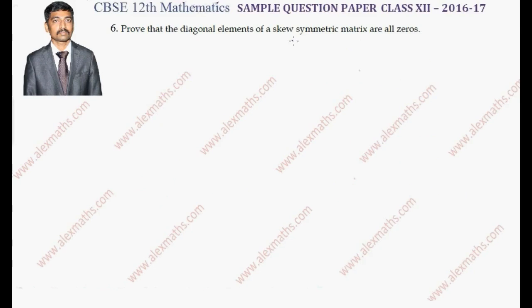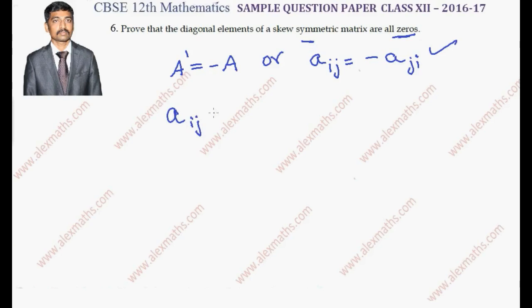Prove that the diagonal elements of a skew symmetric matrix are all zeros. Skew symmetric matrix: A' is equal to −A, or aij equal to −aji. We are going to use this expression. Since it is skew symmetric, after the transpose it will be negative times. That's why it is aij equal to −aji.